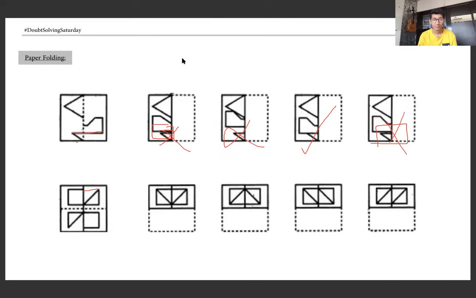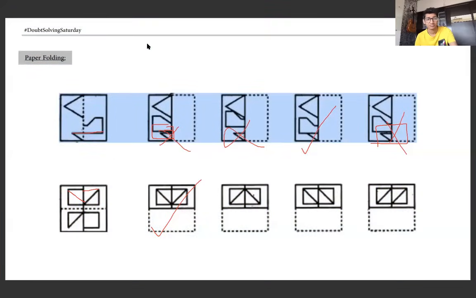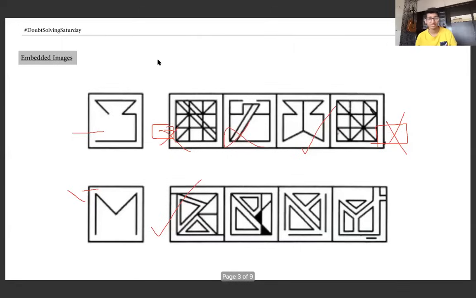Let's go. So here if we see, this line will come up and this one here will come like this. So it has to be a rectangle with a V in the middle. That is this one, the first option. Easy. Yeah, let's move on.